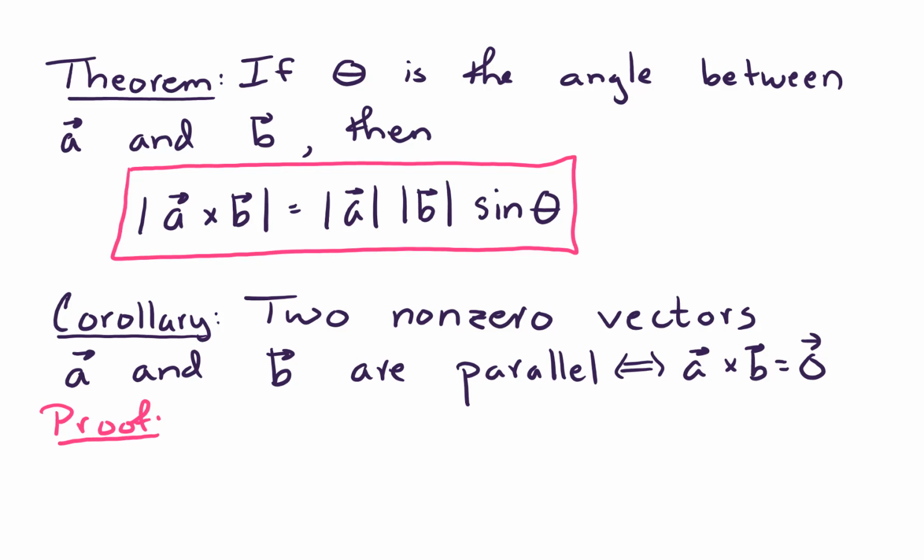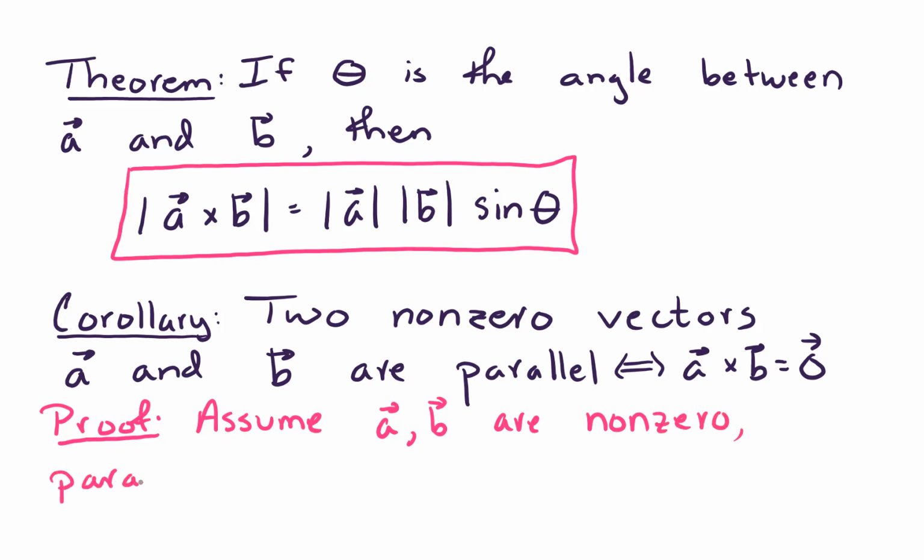Okay, so let's assume that A and B are non-zero parallel vectors. And so if they're parallel, the angle between them must be either 0 or pi. And we can actually strengthen this. It's not even just an if-then.